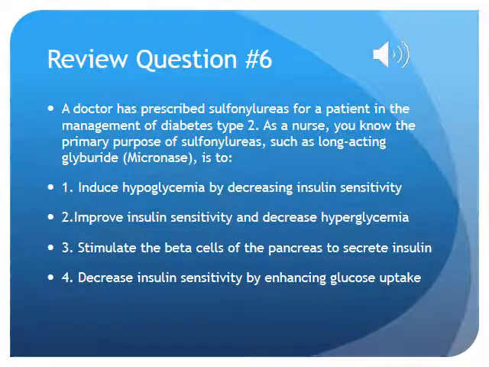Review question number 6. A doctor has prescribed sulfonylureas for a patient in the management of type 2 diabetes. As a nurse, you know the primary purpose of sulfonylureas, such as long-acting glyburide, is to 1. Induce hypoglycemia by decreasing insulin sensitivity. 2. Improve insulin sensitivity and decrease hyperglycemia. 3. Stimulate the beta cells of the pancreas to secrete insulin. Or 4. Decrease insulin sensitivity by enhancing glucose uptake.